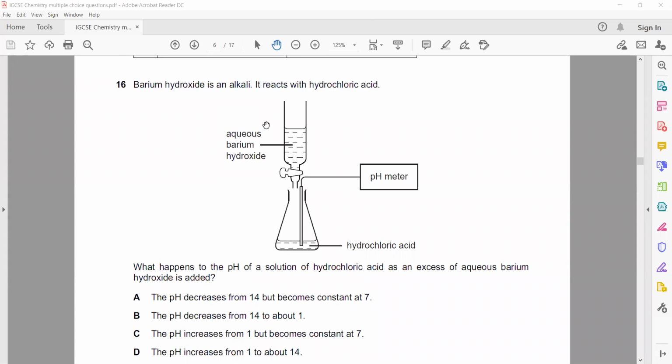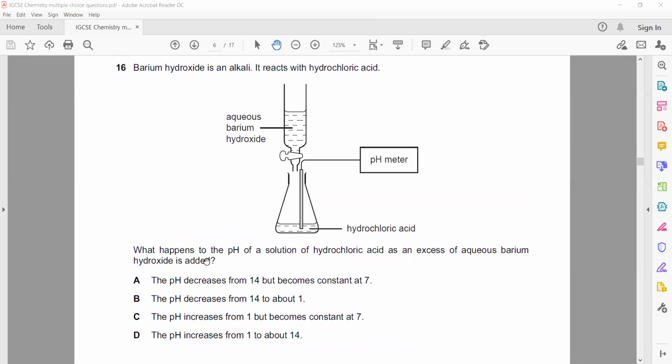Barium hydroxide is an alkali. It reacts with hydrochloric acid. A pH meter is there. What happens to the pH of the solution of hydrochloric acid as an excess of barium hydroxide is added, meaning we add more than enough? In the beginning we have hydrochloric acid, and then we add more than enough, and the pH meter is recording.